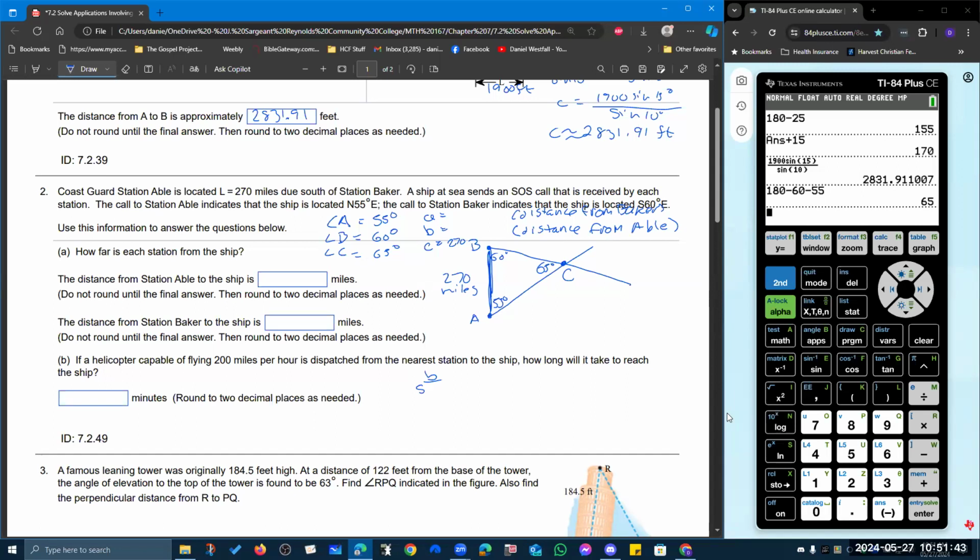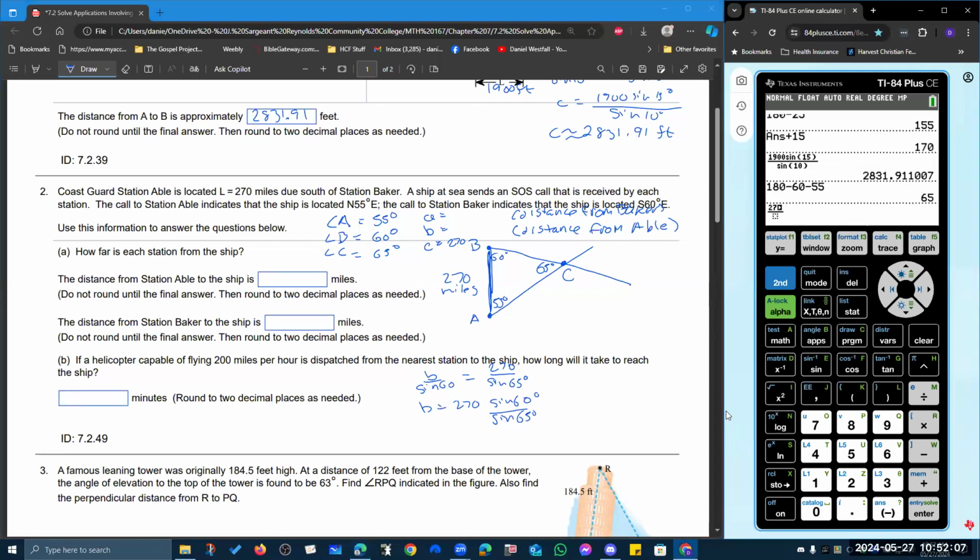B is to sine of B as C is to sine of C. So B equals 270 sine of 60 over sine of 65. 270 sine of 60 over sine of 65, and we get 257.99, which rounds to 258.00.